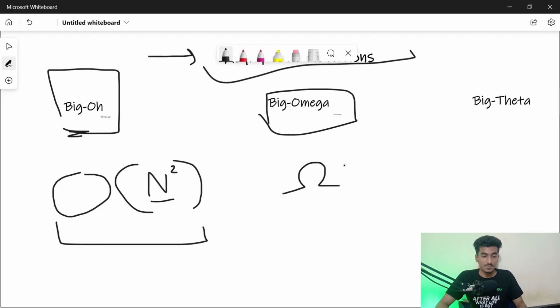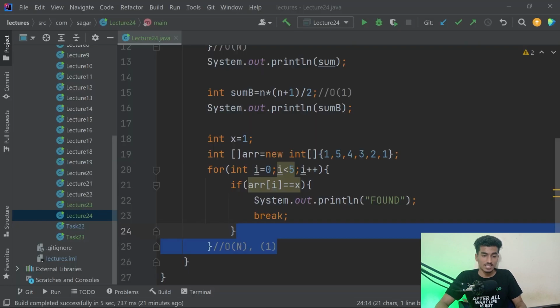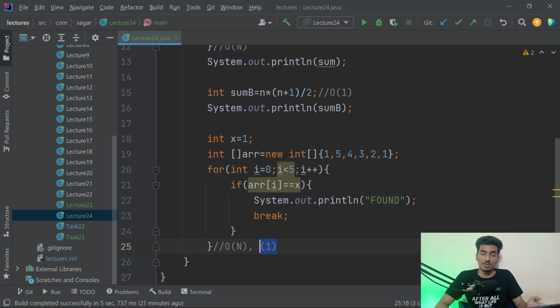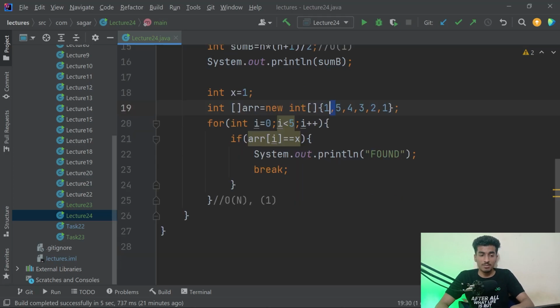So we can write it as big omega of 1, and that is the best case time complexity in our linear search algorithm. You can see here the number we have to find is on the very first index. So we will just enter and break by just checking the first number, and we just found our number in one iteration. Every time our number is not on the first index, it can be at the last index. So that's why we have to consider only the worst case time complexity.